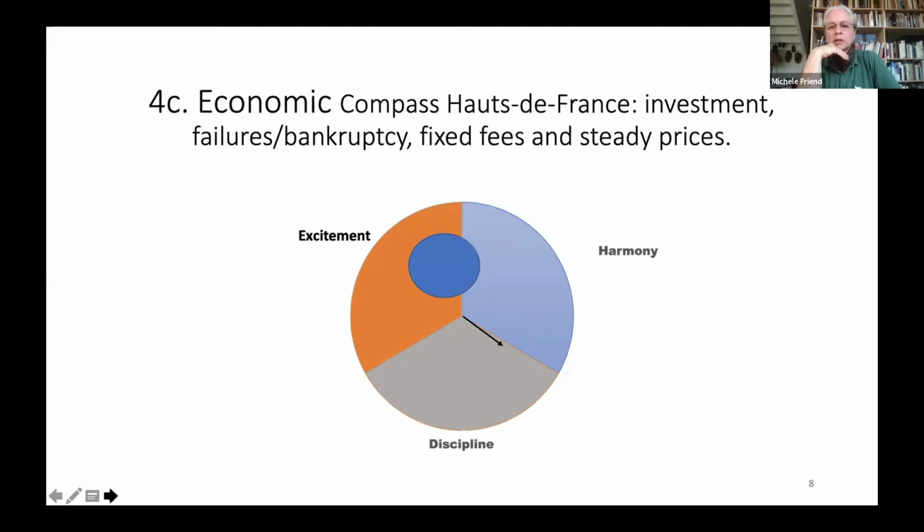What we might find is that some of our data might be a little bit too old, right? So we might find that the arrow starts to shrink and starts to move more towards excitement as more investment attracts more investment, you see. So these are the three compasses that made up the first compass that you saw.